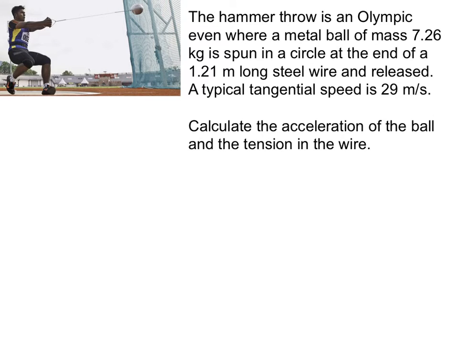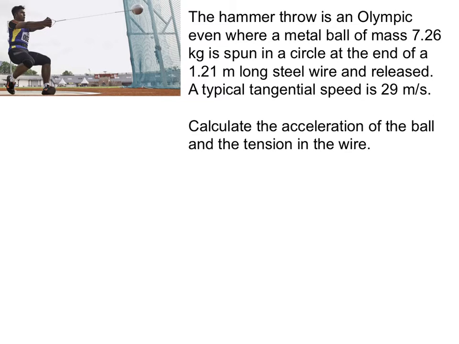Right, so here's a cool example of circular motion. This is an event shown in the Olympics, a track and field event called the hammer throw. It involves a metal ball attached to a steel wire, and it's spun around, as you can see this person doing, and then it's released.